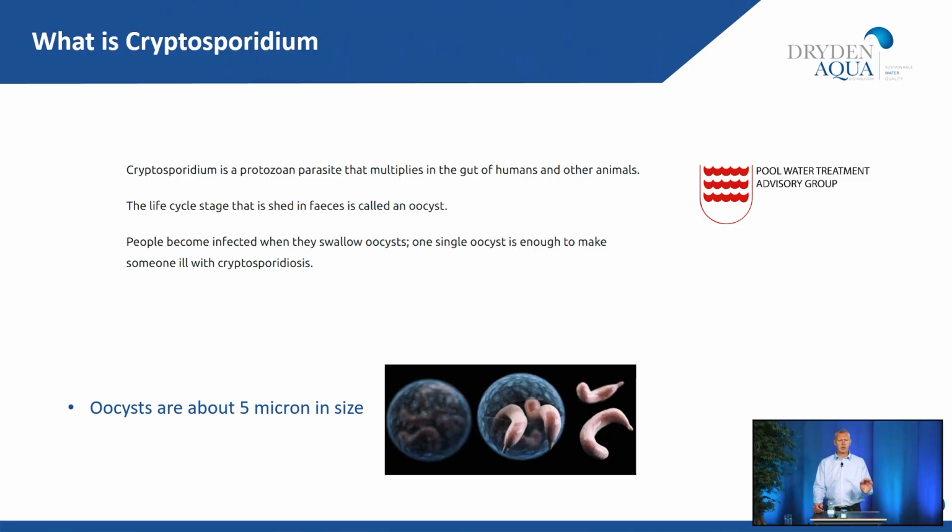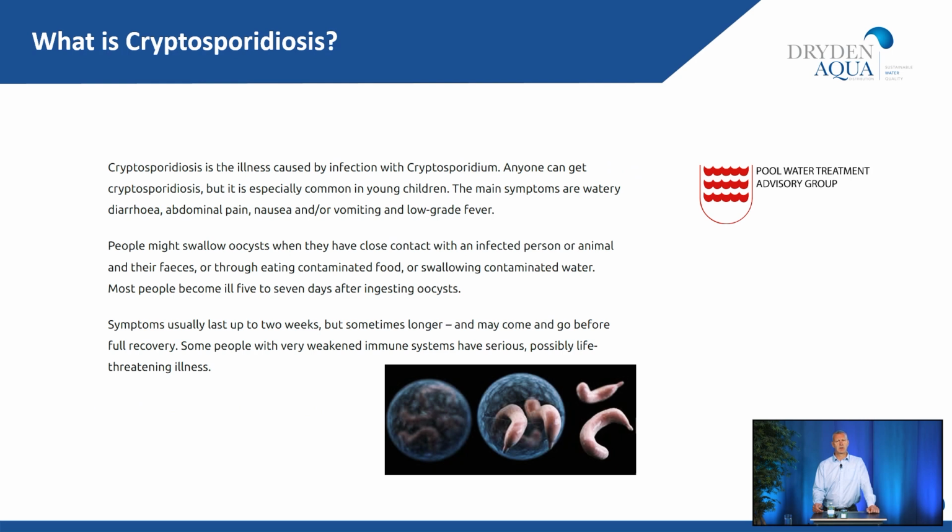Now this is an important figure to remember because the oocysts are about 5 micron in size. That's the average size of one of these parasites. So just remember that figure as we go through the presentation. The PWTAG guidance goes on to say that cryptosporidiosis is the illness caused by the infection with Cryptosporidia. And anyone can get this, but it's especially common in younger children.